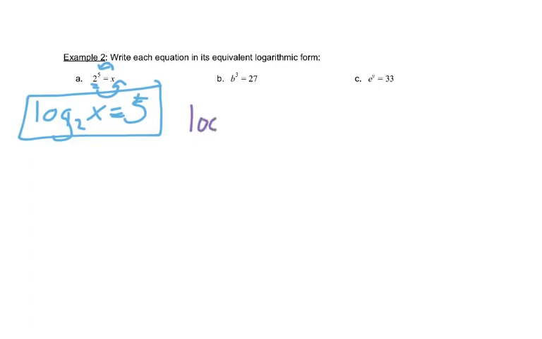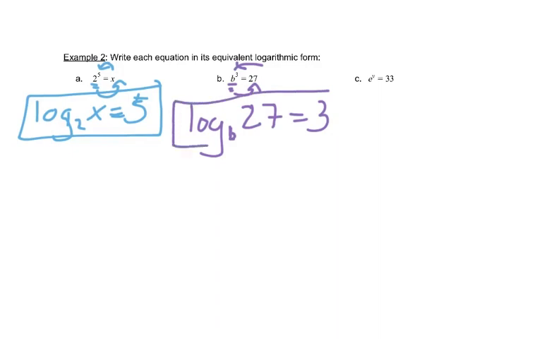So let's do this again. We write the word log, and then we see what has the exponent. That's the b here, so that's the little number or letter that's down below. Then we go to the other side to get the number that's after the log, and then that equals the exponent, in this case 3.